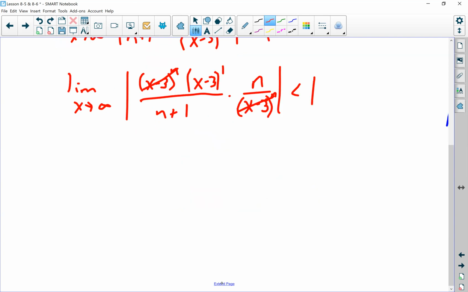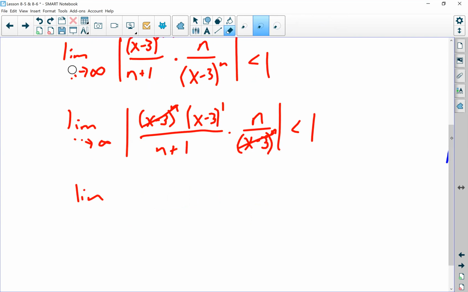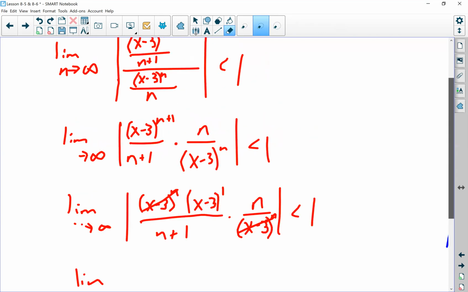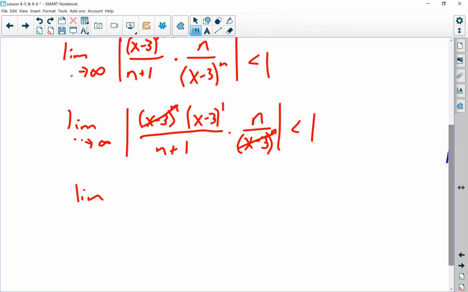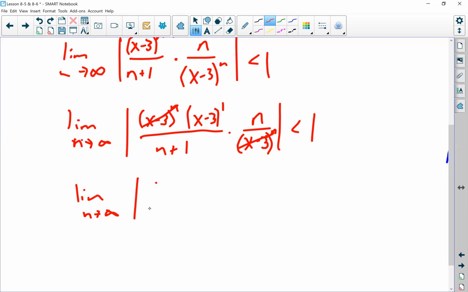I'm going to rewrite this. Don't let me get sloppy here, guys. That's not x going to infinity. That should be n going to infinity. I did have it right once. So I have n over n plus 1 times x minus 3.